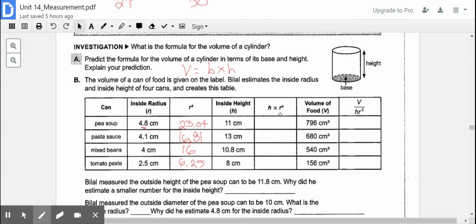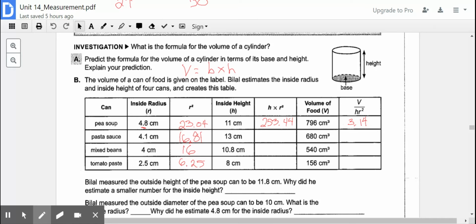The inside height of the can is given in the next column. So the height times the radius squared is 11 times 23.04 for the first one. 23.04 times 11 is 253.44. And it says the volume of food equals 796 centimeters cubed. So we take the volume divided by the height times the radius squared. 796 divided by 253.44, and I get 3.14078. I'll just round it to 3.14.